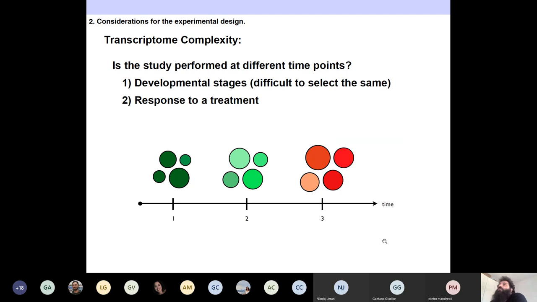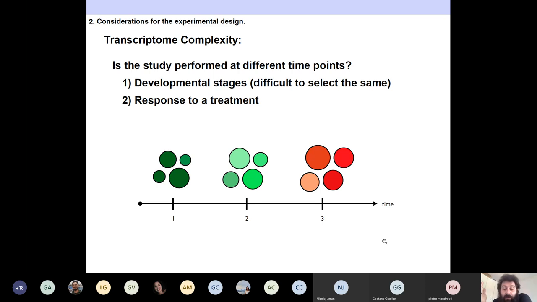Also, if you are going to perform different time points, and that is a common experiment in any system, you need to keep in mind two things. One of them is how you can select the same experimental state, the same developmental state, that sometimes is difficult. In Arabidopsis, it's easy because after fertilization you have very well detailed, very well described processes: 1 day, 2 days, 3 days after fertilization.